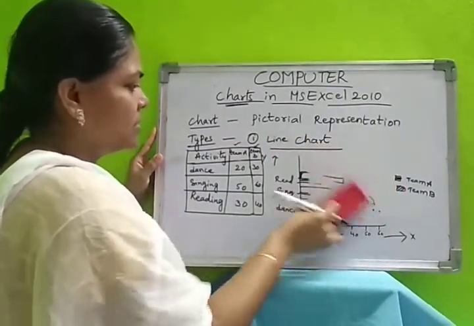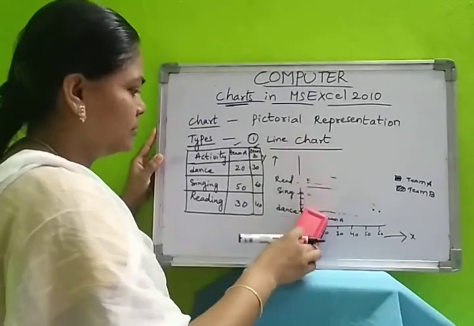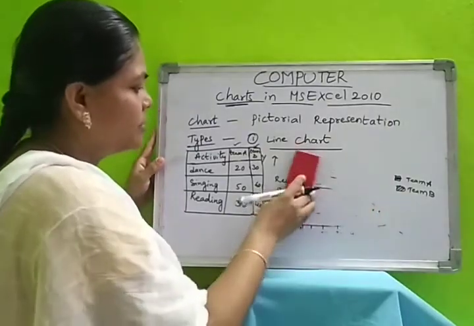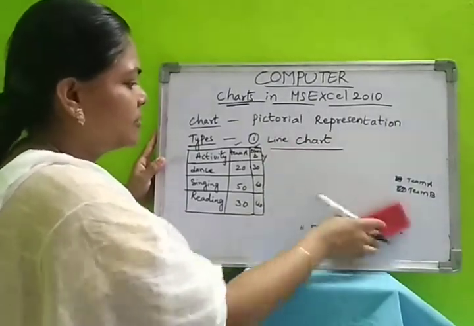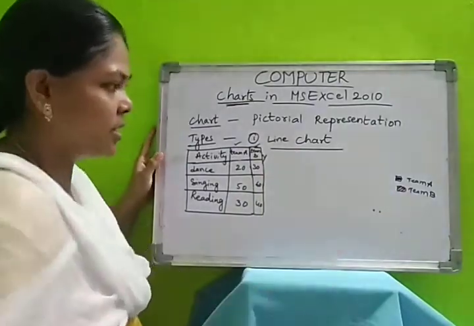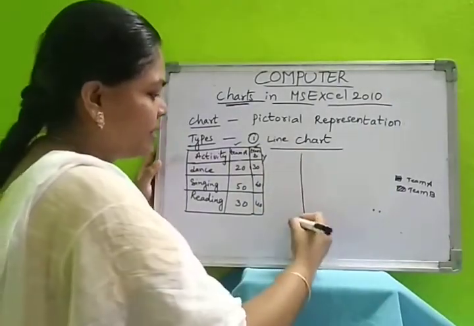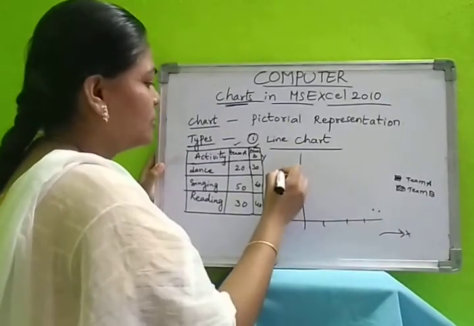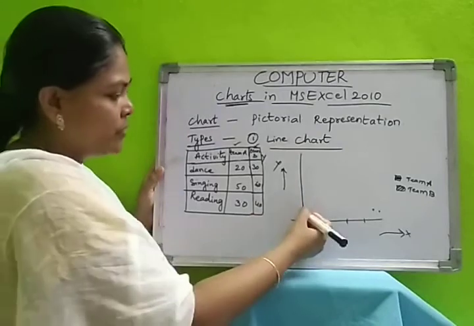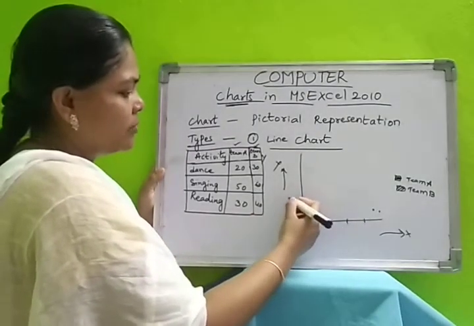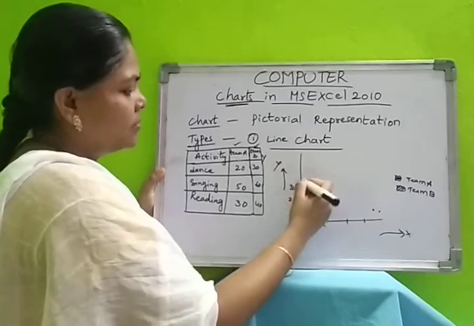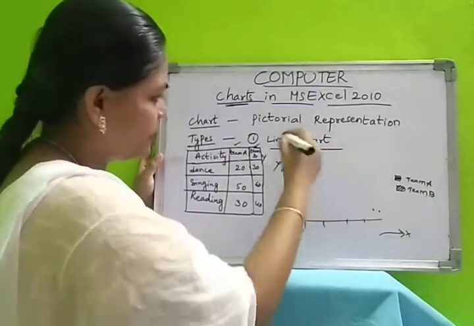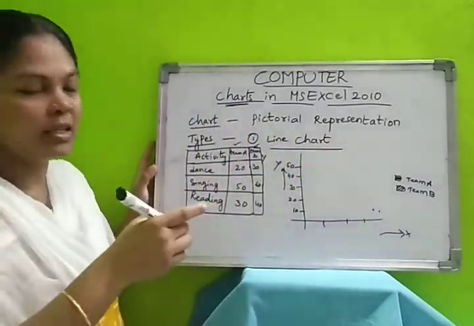See, different lines are displayed, and the values will be changed. Now for bar chart, the values are on x-axis and the activities are on y-axis. But in line chart, the activities are on x-axis, and the values, the comparing values, are on y-axis. This is the difference between the bar chart and line chart.